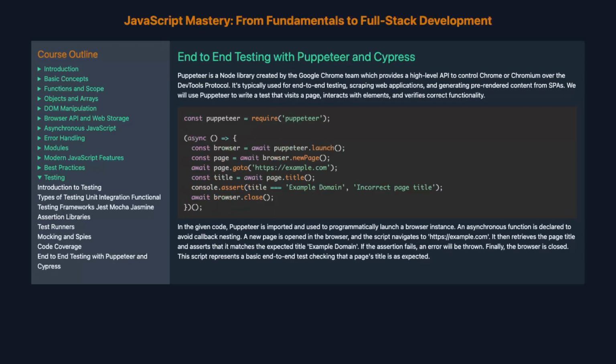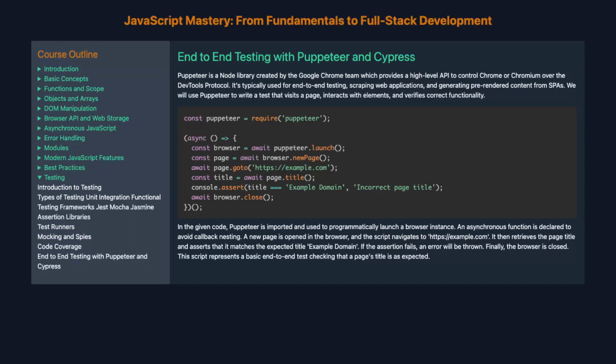End-to-end testing with Puppeteer and Cypress. Puppeteer is a Node library created by the Google Chrome team, which provides a high-level API to control Chrome or Chromium over the DevTools protocol. It's typically used for end-to-end testing, scraping web applications, and generating pre-rendered content from SPAs. We will use Puppeteer to write a test that visits a page, interacts with elements, and verifies correct functionality.